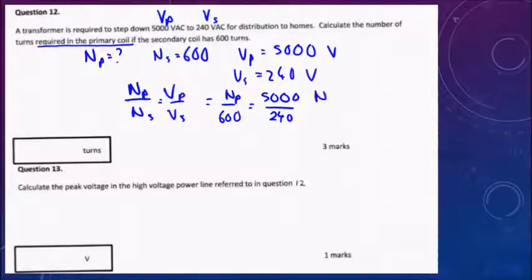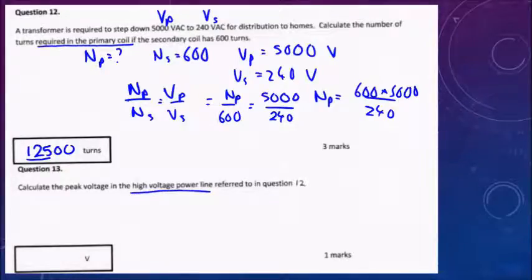Now we're just going to rearrange this by multiplying the 600 across. And we end up with 12,500. Now, if you think about all the information I've given you, it's all got three significant figures, so we can actually put in 1.25 times 10^4, where the first three are our significant figures here, so round to the third figure.